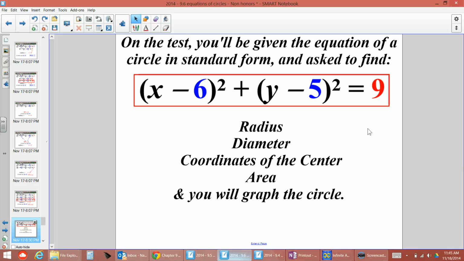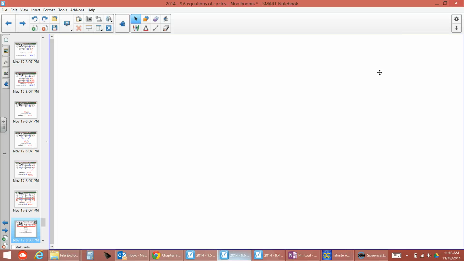Okay. On the test, you'll be given an equation of a circle in standard form and asked to find the radius, the diameter, the coordinates of the center, the area, and you will graph the circle. So the radius, well, that's just the square root of 9. That's 3. Diameter, we double it to get 6. Coordinates of the center would be 6 and 5. The area, we do pi r squared. The radius was 3, so 3 squared is 9, so 9 pi feet squared or whatever. Then when you graph it, you find your coordinate of the center, you go over and up, you draw your circle with the correct radius, and you're done.